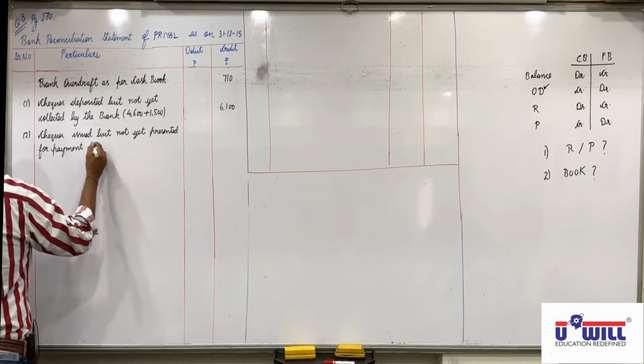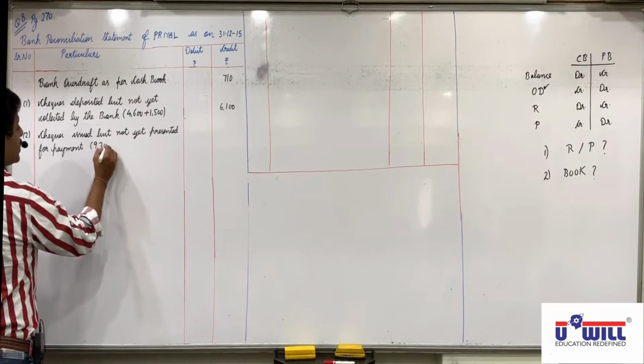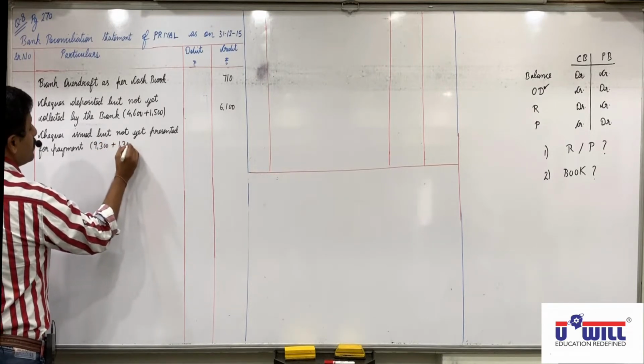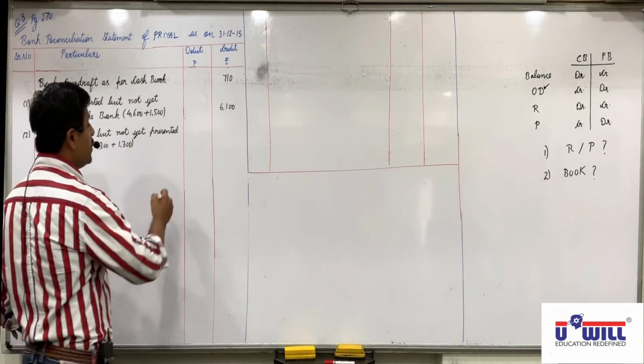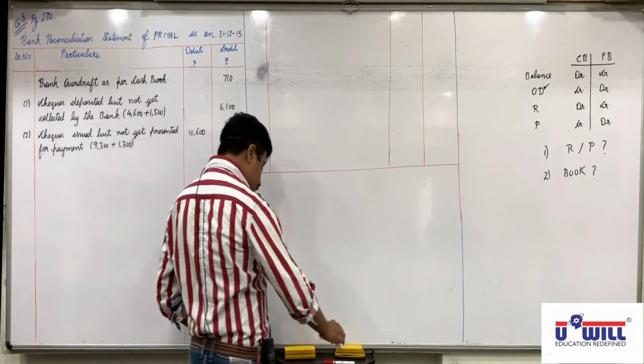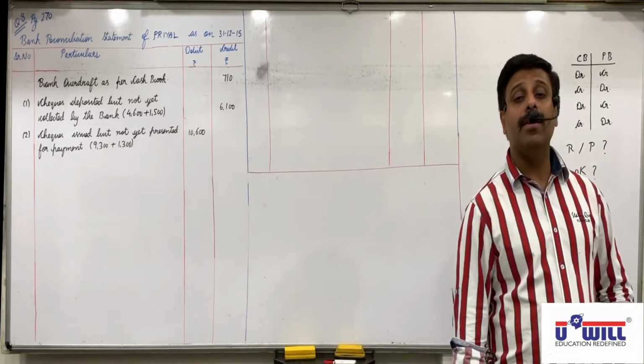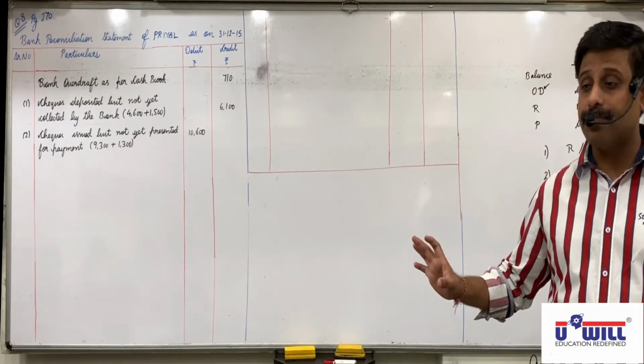In bracket, 9300 plus 1300, 10,600. 10,600 is credited in cash book in December but not debited in passbook, so debit in DRS. Anyone having any doubt of this?